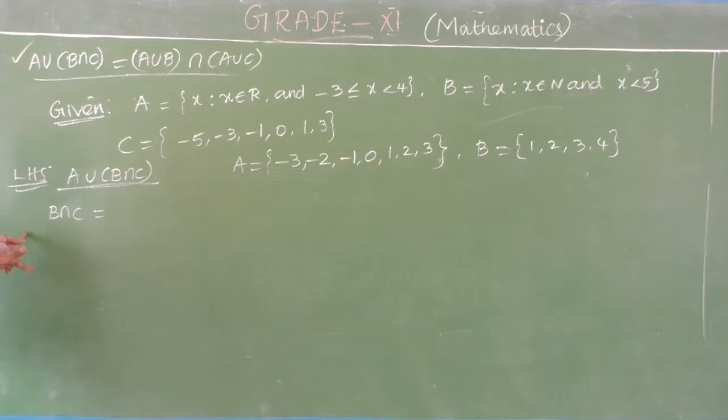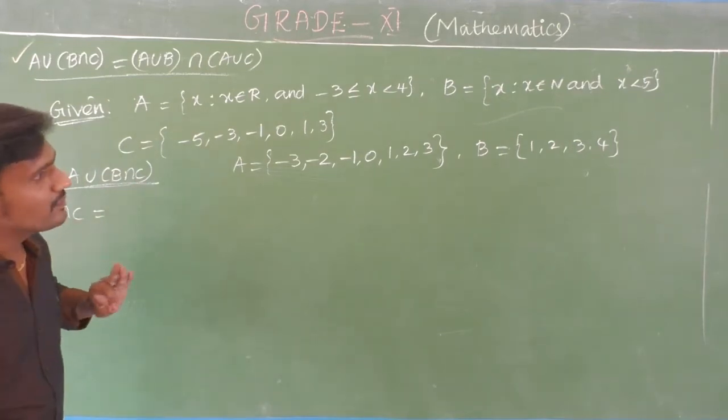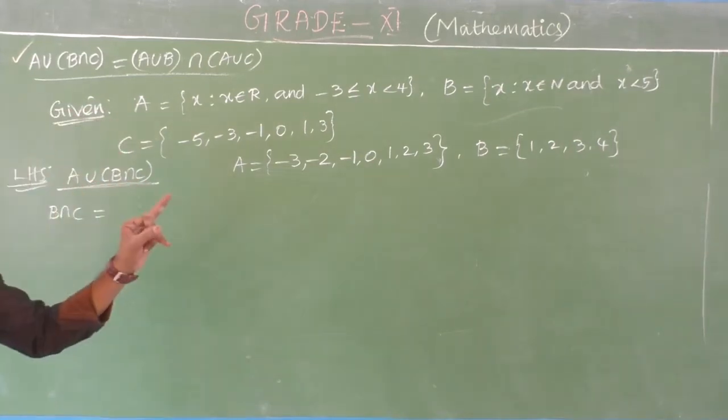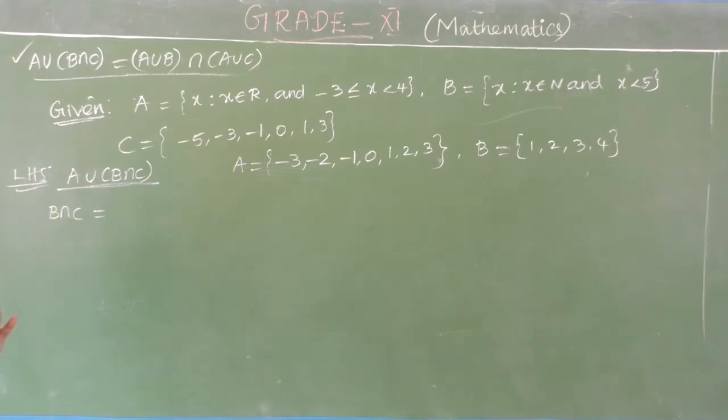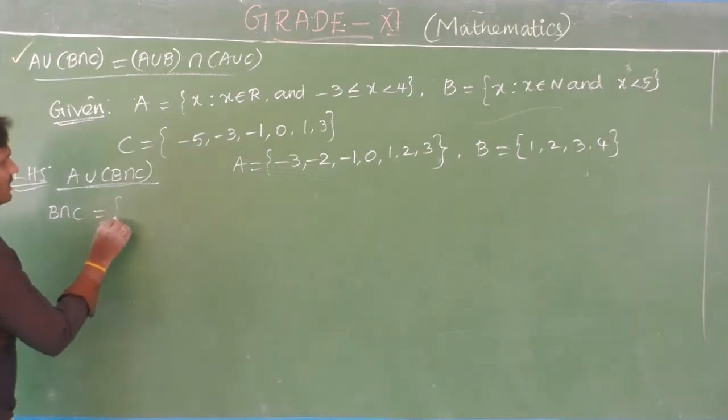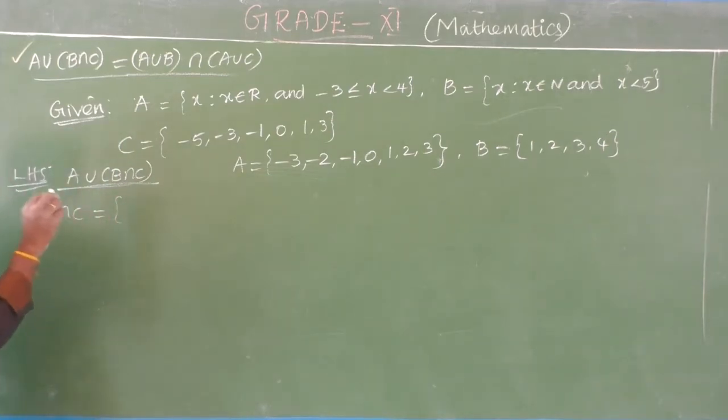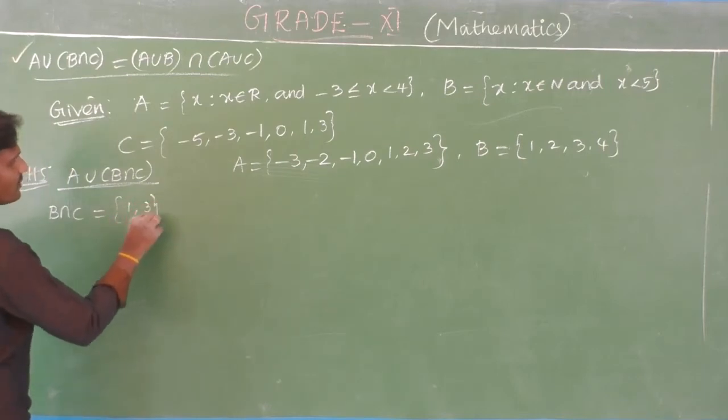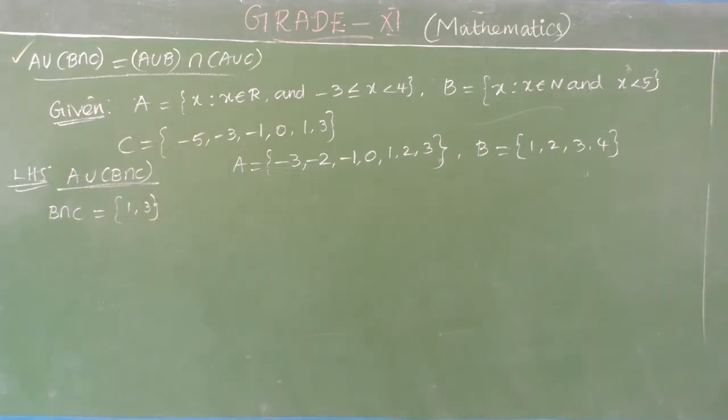Now I'm going to find B intersection C. The elements of B are 1, 2, 3, 4 and C is minus 5, minus 3, minus 1, 0, 1, 3. Look at these two. What is common? 1 and 3. Yes. So the common elements of B and C are 1 and 3.